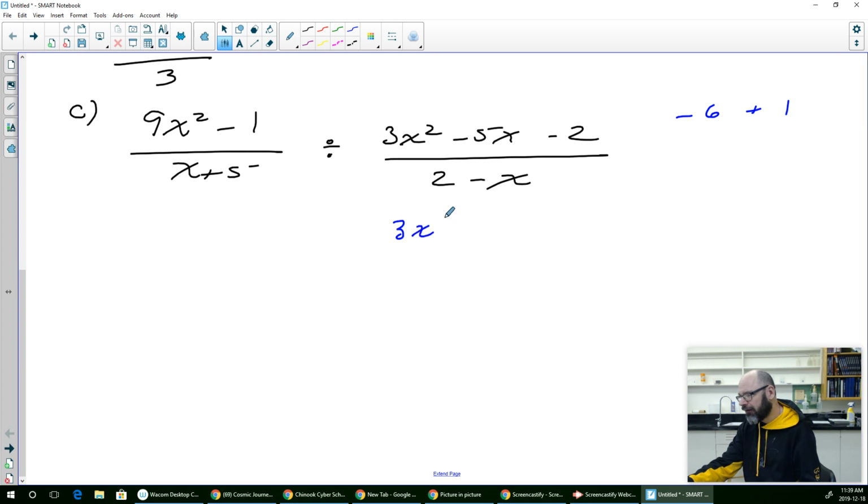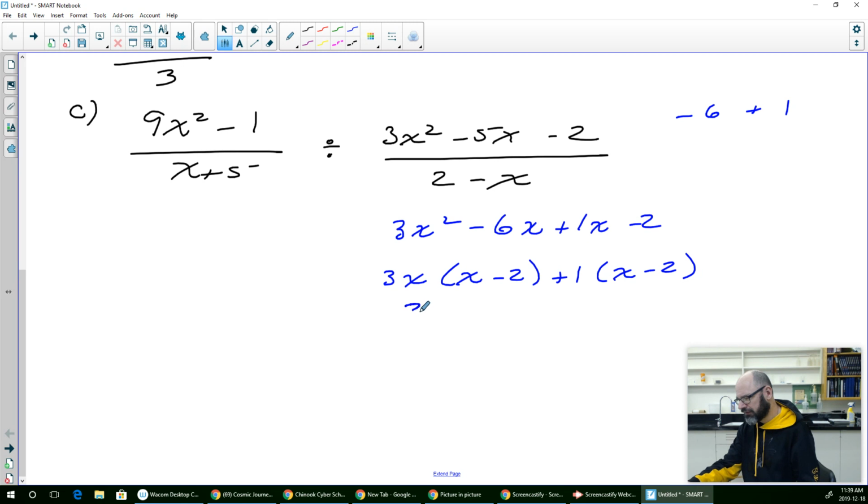3x squared minus 6x plus 1x minus 2, or just x if you like. Okay, then we can take a common factor of 3x out here. X minus 2. And then this one is going to be the same, so we're going to just take out the 1 and get x minus 2. So that is 3x plus 1 times x minus 2. Okay, so that's our decomposition on top.